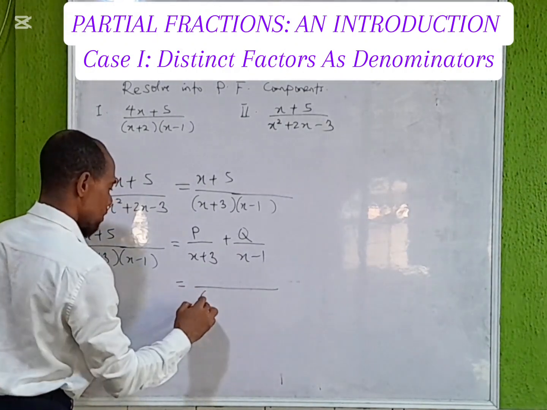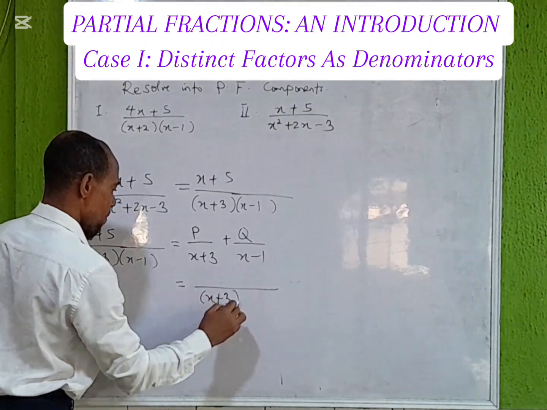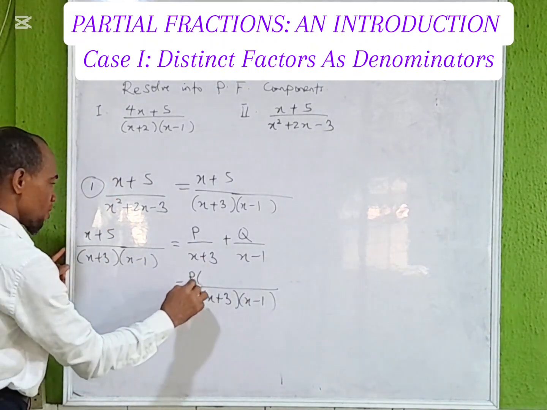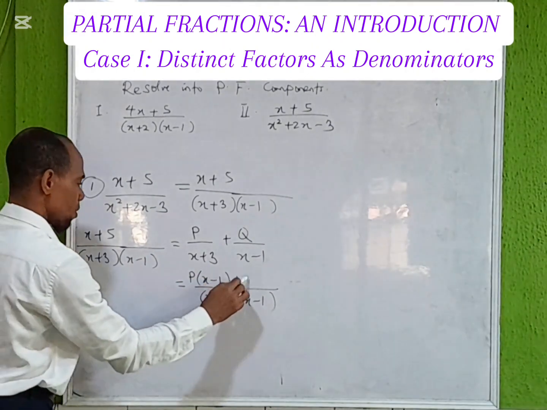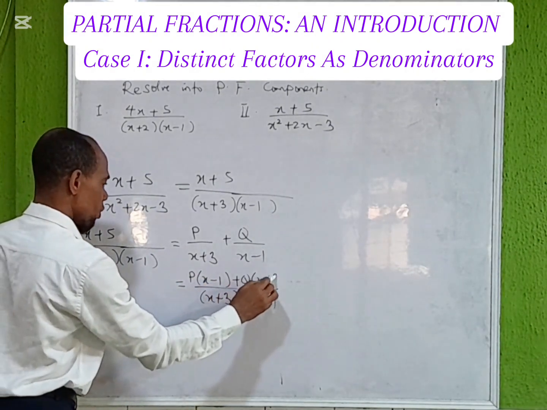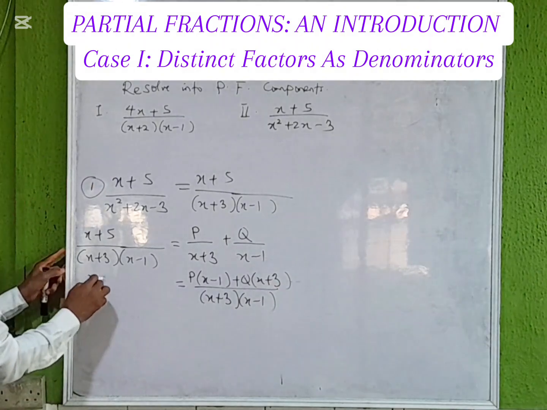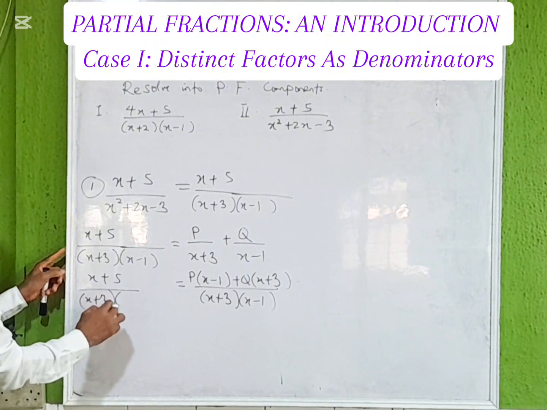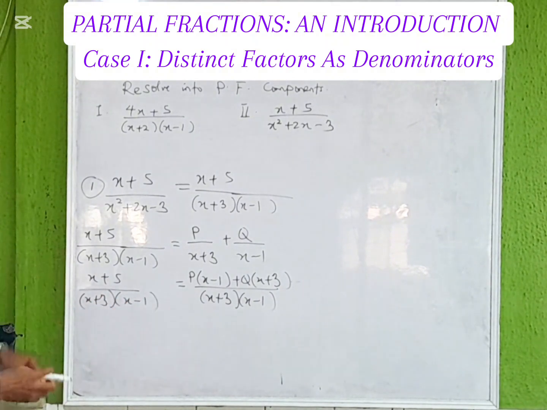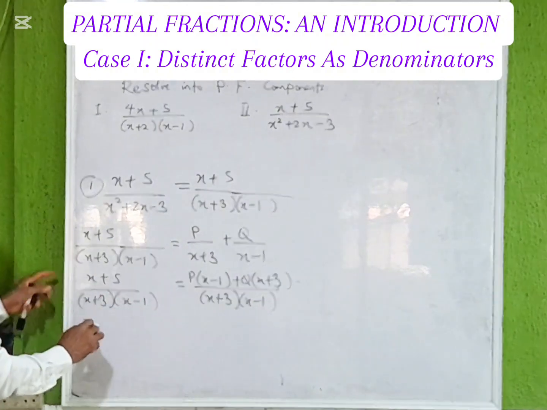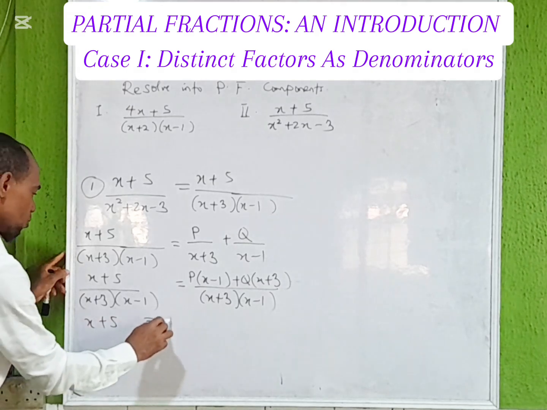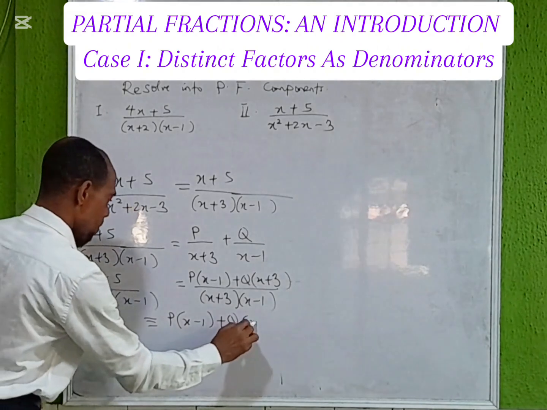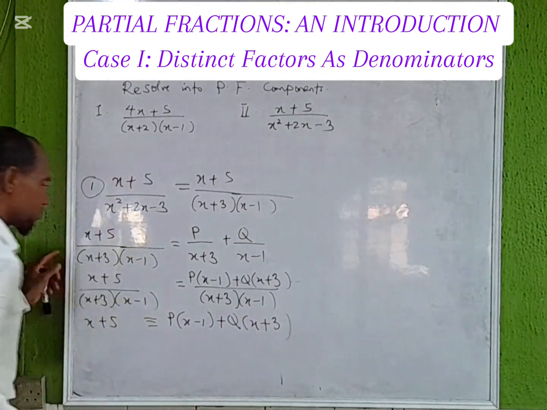The LCM here is x plus 3, x minus 1. So when you take the LCM there, we're going to have p times x minus 1, plus q times x plus 3. And there again, we can compare both sides. We are going to see that denominators are the same, so simply compare the numerators. Hence, x plus 5 is equivalent to p(x minus 1) plus q(x plus 3).